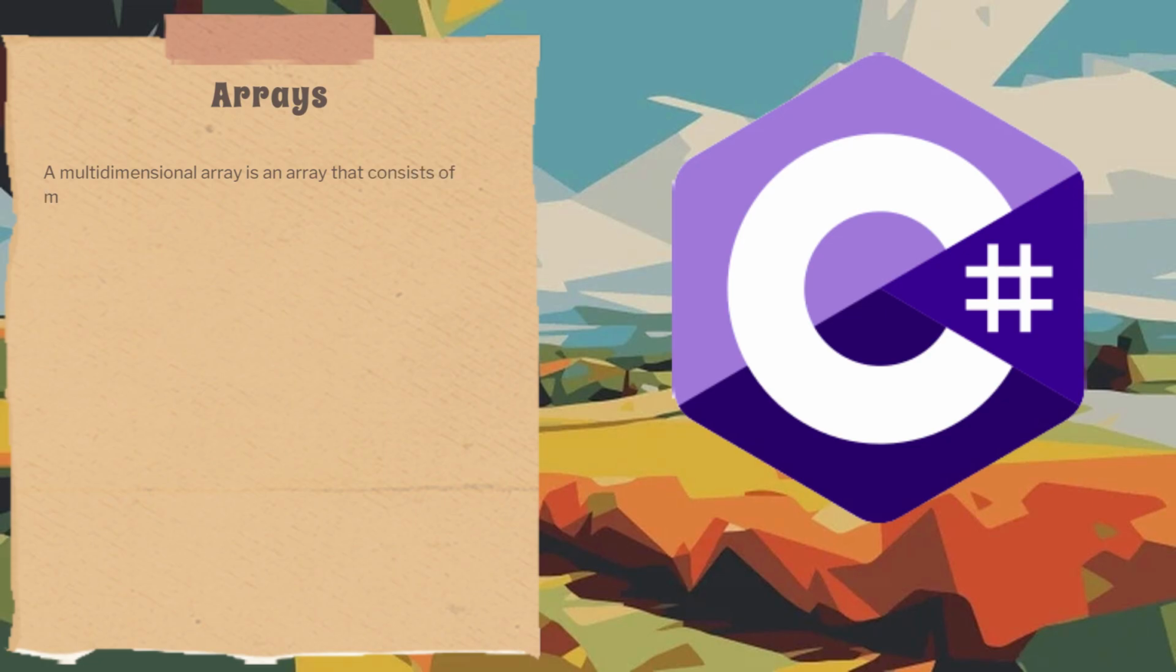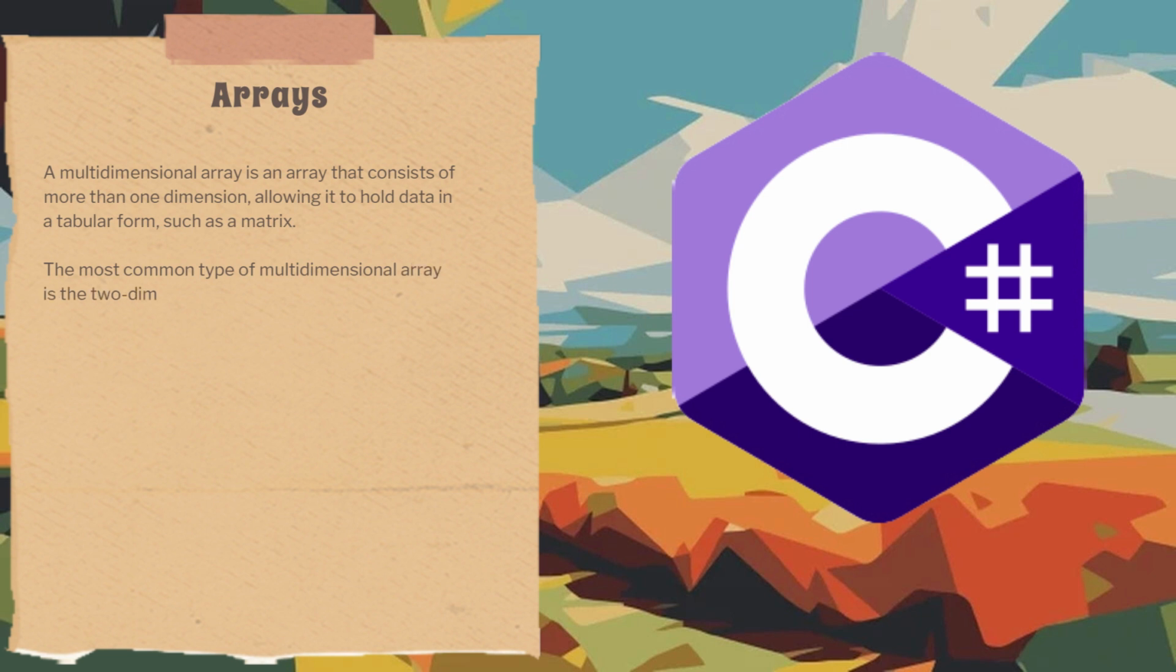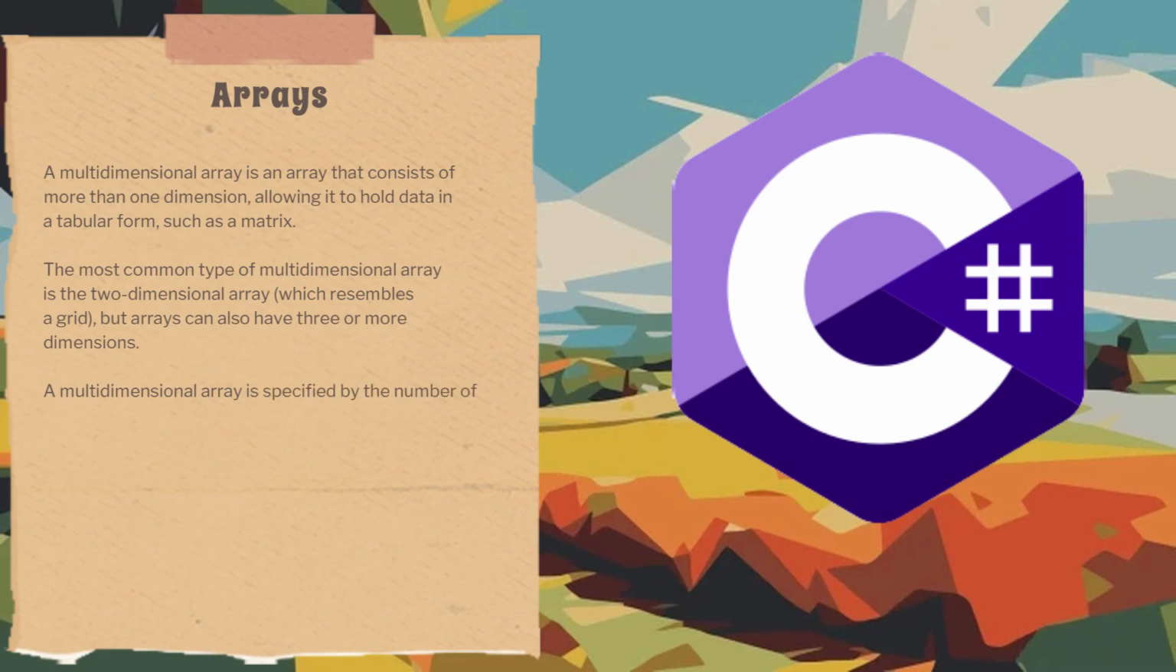A multidimensional array is an array that consists of more than one dimension, allowing it to hold data in a tabular form, such as a matrix. The most common type of multidimensional array is the two-dimensional array, which resembles a grid, but arrays can also have 3 or more dimensions. A multidimensional array is specified by the number of dimensions using commas. For example, a two-dimensional array is defined with a syntax that includes 2 sets of square brackets.